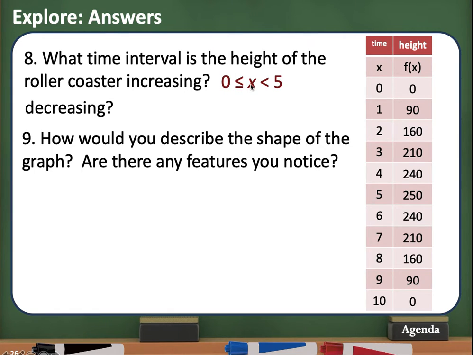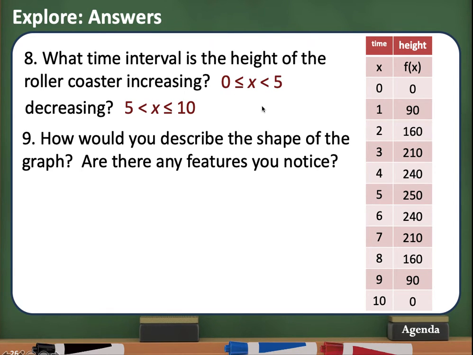0 is less than or equal to x, which is less than 5. And then decreasing, 5 is less than x, which is less than or equal to 10. These are and statements. Smaller number here, larger number here, and we use less thans cases. So that's just to remind you.